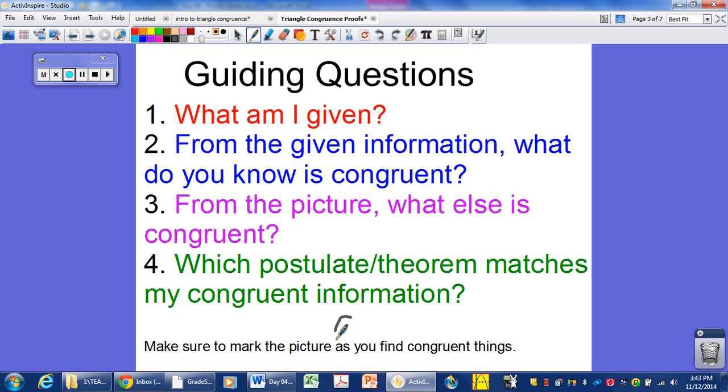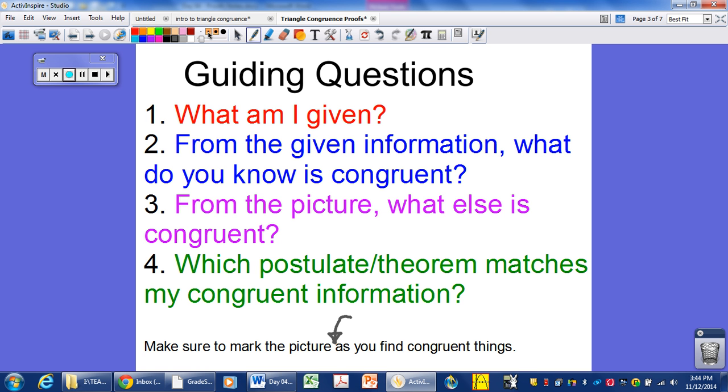And here's a little hint down here. Make sure to mark the picture as you find congruent things so that you have an idea what kind of stuff you need to show, whether you need to find a 3rd angle or another side or something else. So what information are you given? From your given information, what do you know? Go to the picture to find something else and then finish it off.